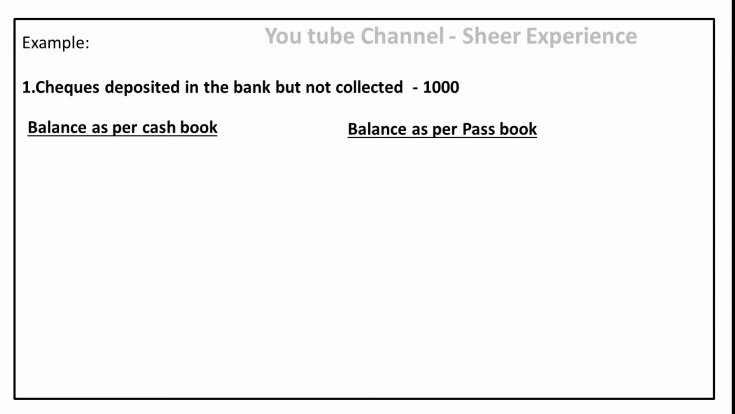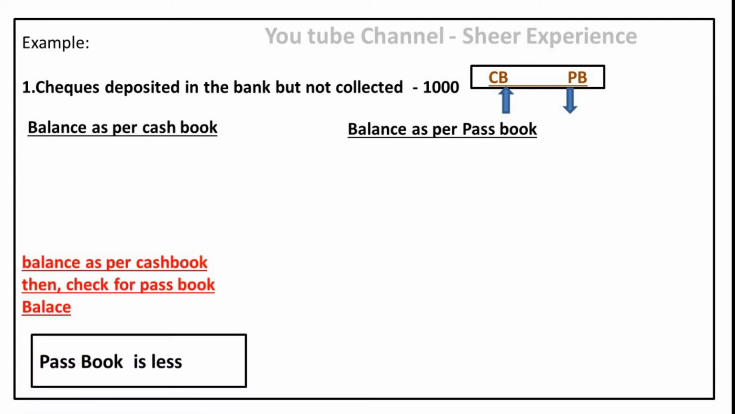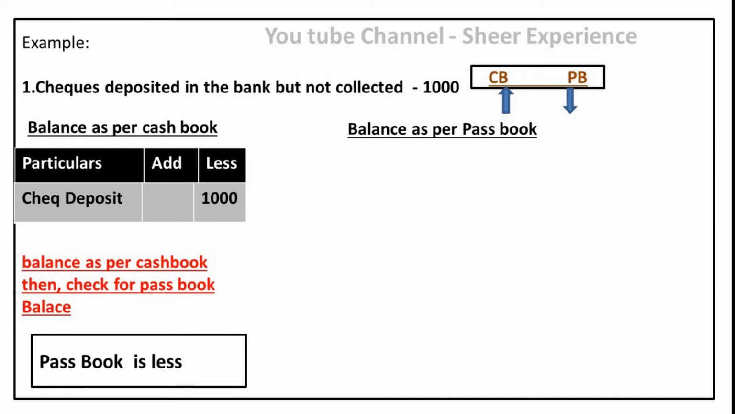Our first transaction is checks deposited in a bank but not collected, 1000. When the checks are received from our customer, we usually mention it on the debit side of the cash book, that is in the receipt side of the cash book. So the cash book balance has increased, but the transaction states the bank has not collected. So since there is nothing collected by bank, we can say cash book balance is more than passbook balance. When we are preparing bank reconciliation statement as per cash book balance, we have to check for passbook balances. Here passbook balance is less. So I mentioned the amount in less column.